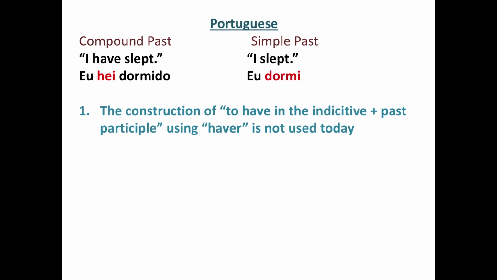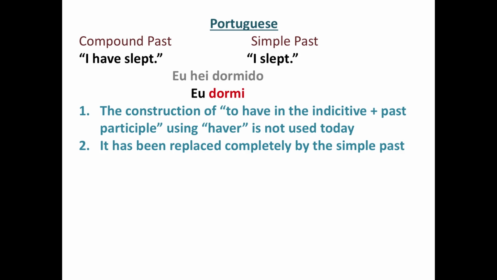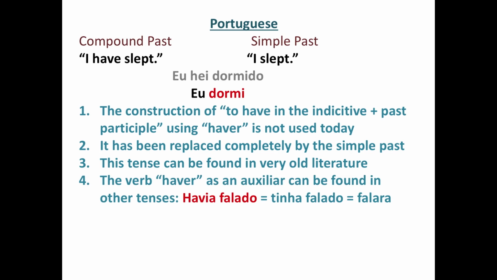The construction of to have in the indicative plus the past participle using haber is not used today. It has been replaced completely by the simple past. This tense can be found in very old literature. The verb haber as an auxiliary can be found in other tenses, such as havia falado, for example.